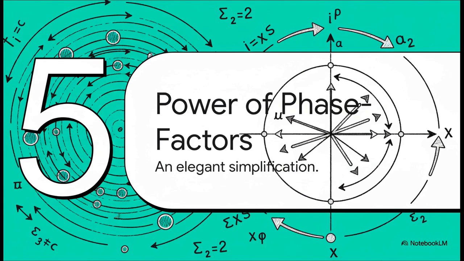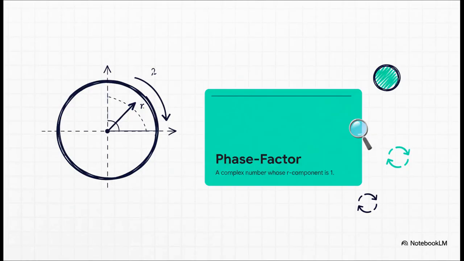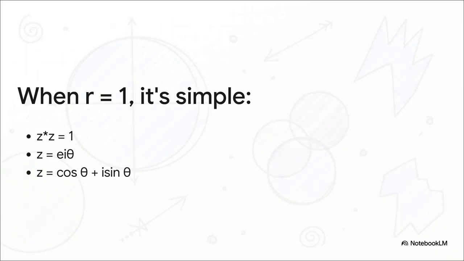Now, for our final piece of the puzzle, and this is where things get really elegant. Section 5, the power of phase factors. This is a special case that simplifies everything we've just learned. A phase factor is really just a complex number that lives on a perfect circle with a radius of exactly 1. Its length, its r component, is fixed at 1. And that means the only thing that can change about this number is its angle, theta. It's a pure rotation.